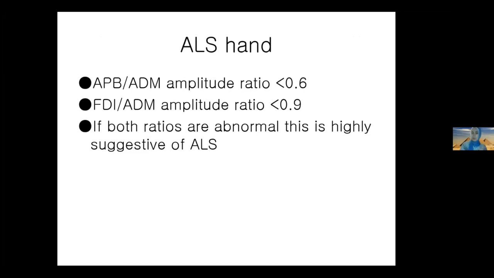Now, some interesting aspects about ALS: the ALS hand, the split hand. It was found that in patients with ALS, if I compare the amplitude of abductor pollicis brevis to abductor digiti minimi, the ratio would be less than 0.6. And the ratio of the first dorsal interosseous to the abductor digiti minimi would be less than 0.9. So if I find any of these, I might think that this patient has ALS. It's some sort of selective degeneration, so the lateral part of the hand is much more wasted than the medial part of the hand. If both ratios are abnormal, this is highly suggestive of ALS.